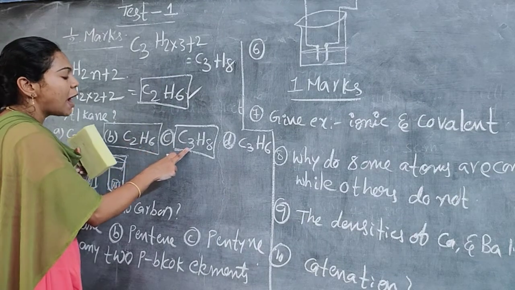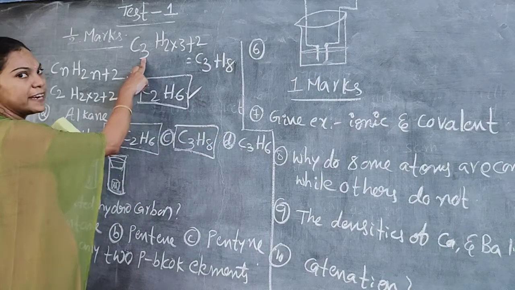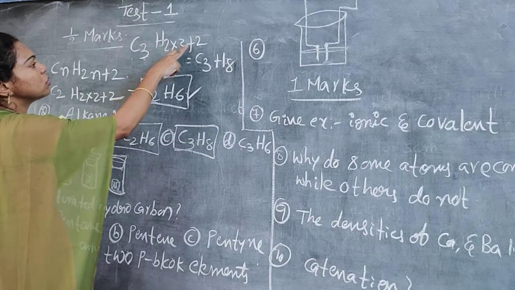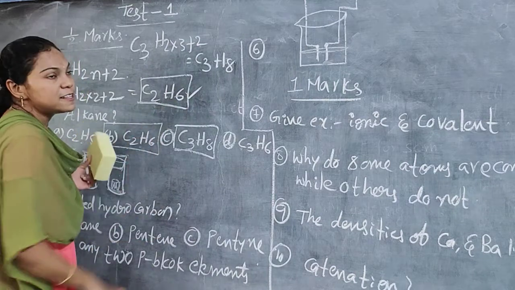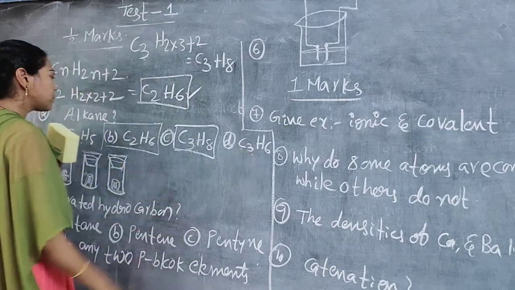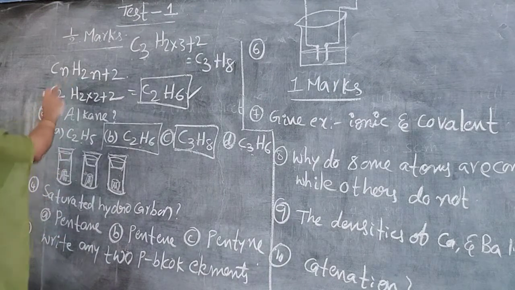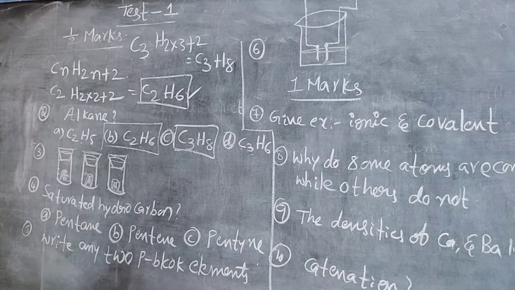At the same time, for option C, substitute the number 3: C3, H is 2 into 3 plus 2. We get C3H8, so this is the correct option, but option D is not the correct option. So for the second question, the alkanes are option B and C, that is C2H6 and C3H8. You must remember the alkane general formula CnH2n plus 2. That is the second question.